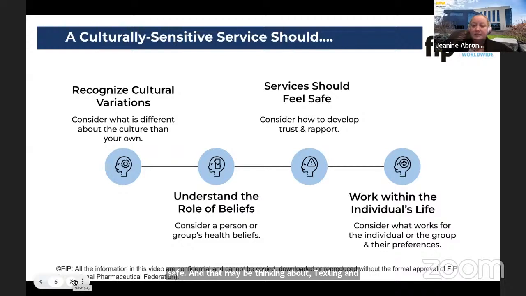Deb mentioned for us thinking about that consistent translator and how that gives that individual another point of stability in the service, to make sure that they are feeling like the service is being responsive to them, that they're safe and they can trust us as healthcare providers. And then again, we gave that example of working within individuals' lives to think about the preferences of the group.